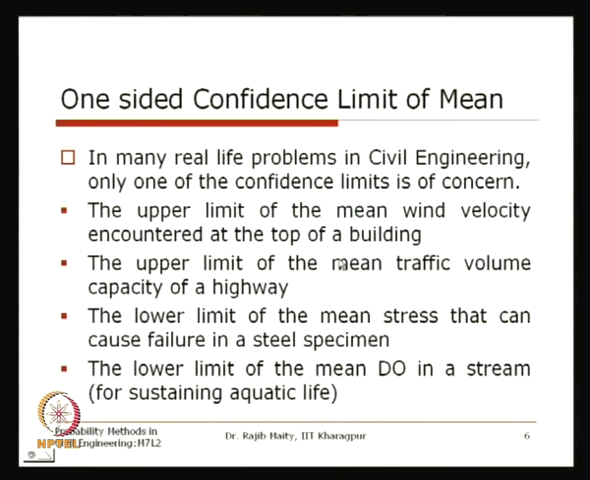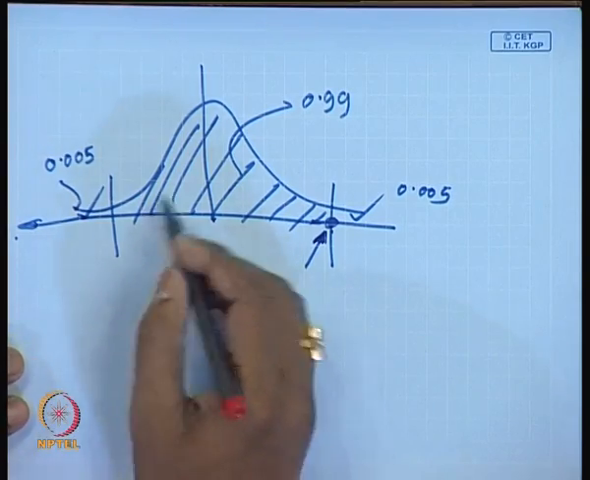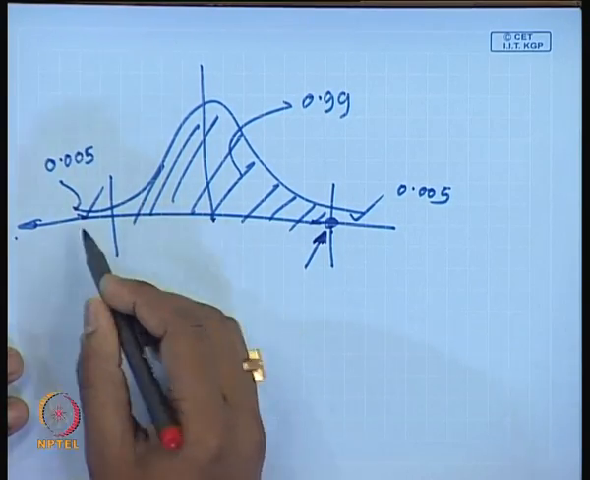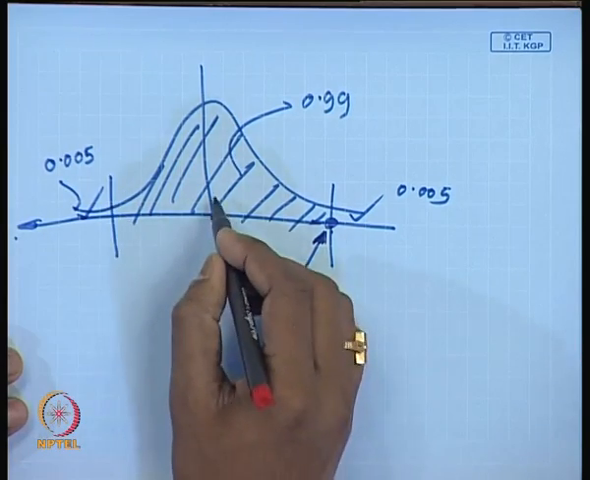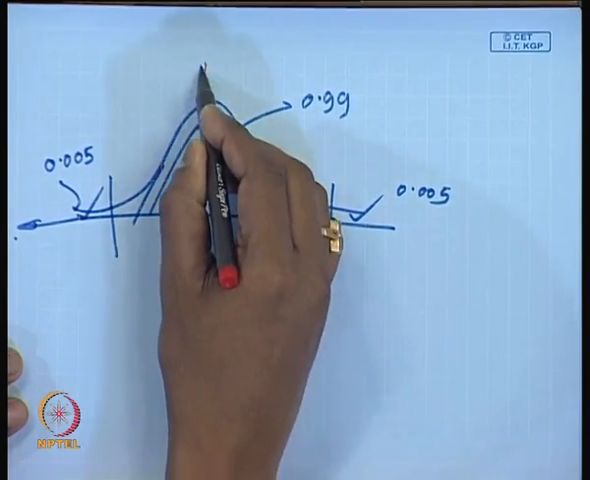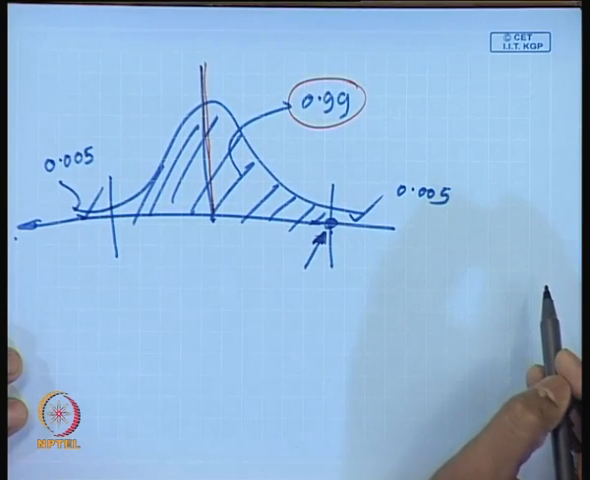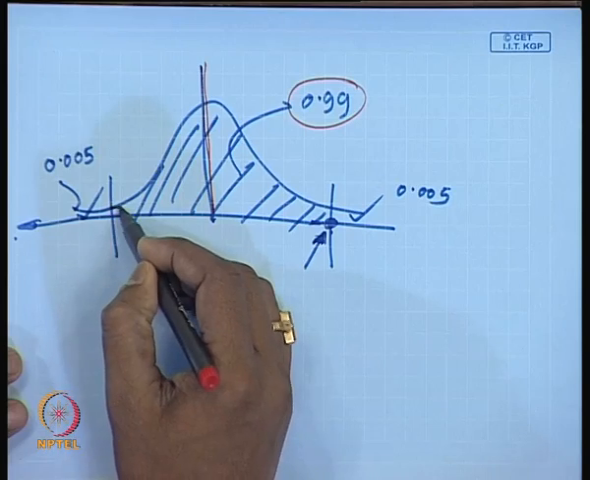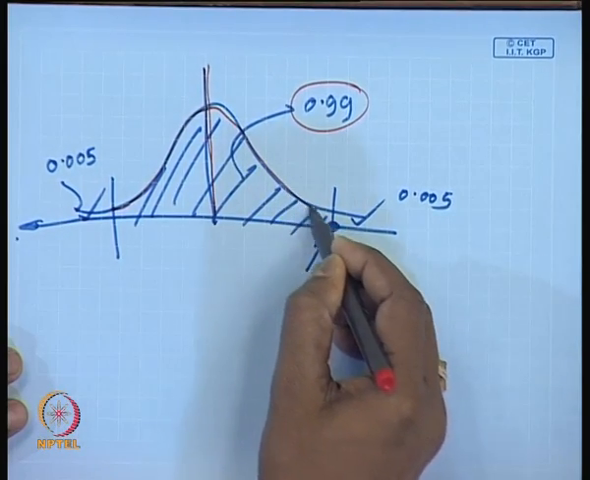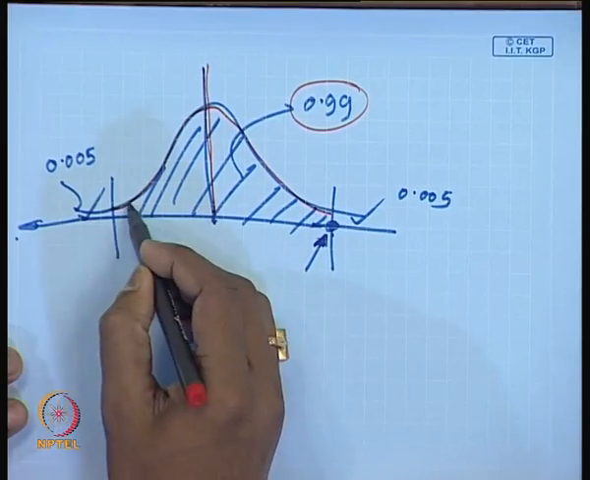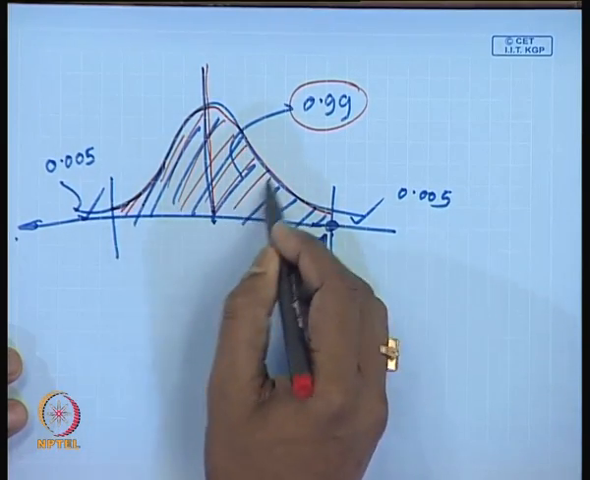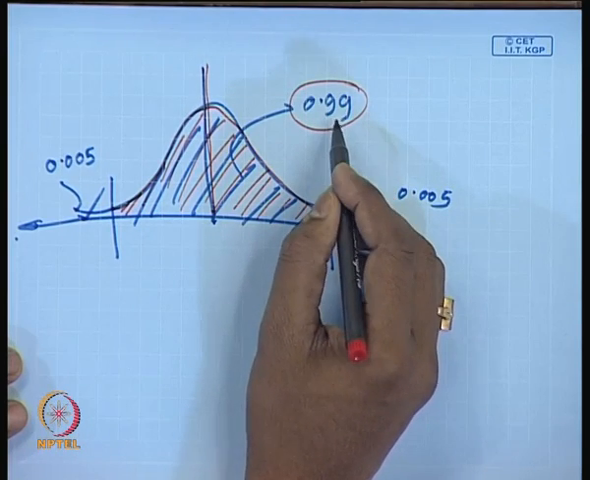Okay, so far what we have seen is called the two-sided confidence limit of the mean. Whenever we talk about the confidence interval, we compare with respect to this central value, and the confidence level that we have put is symmetrical with respect to the central value. So, this area is what we have declared as my confidence.